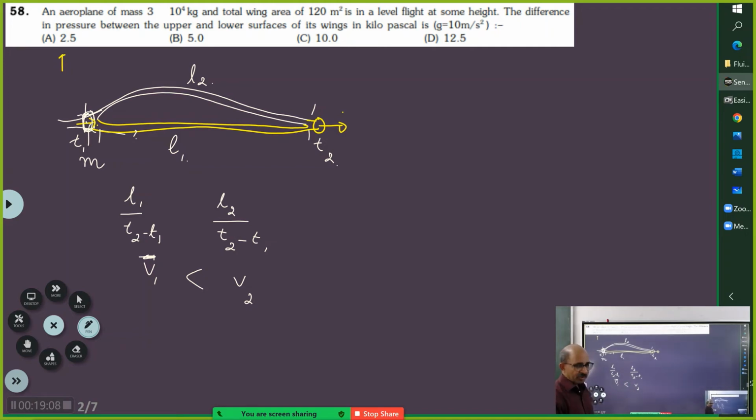Right. Now, because of this, what happens? There will be an uplift force. Why? Because the streamlines will be crowding on top.